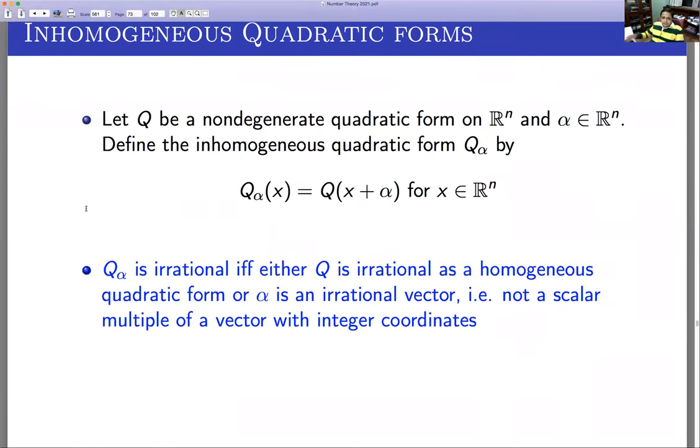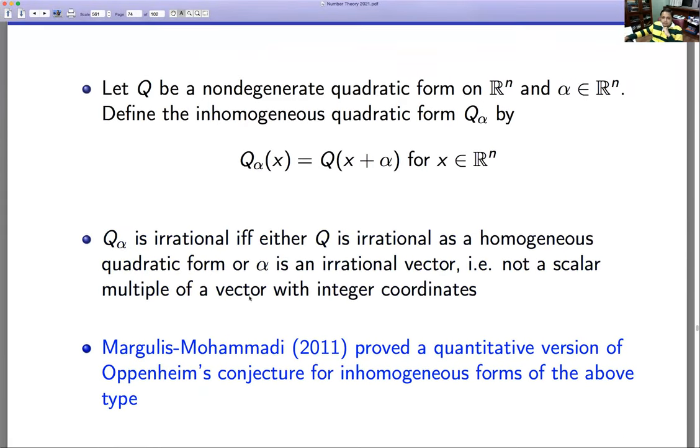So let's state the conjecture first. What should be the appropriate conjecture? It has to involve an irrational inhomogeneous form. So what is this object? We are going to call an inhomogeneous quadratic form irrational if it satisfies one of two conditions. Either the quadratic form is irrational as we know it, or the shift is an irrational vector. So an inhomogeneous quadratic form can be irrational under two circumstances: either the form is irrational or the shift is irrational. And if either of these happens, then we expect a version of the Oppenheim conjecture.